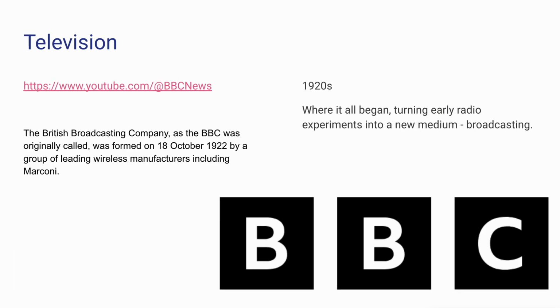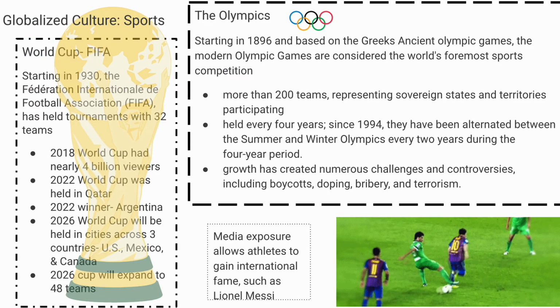For television, you have, for example, the British Broadcasting Company known as BBC, and it was formed in 1922 by a group of leading wireless manufacturers, including Marconi, who invented the radio. So 1920 is where it all began, turning early radio experiments into a new medium called broadcasting.